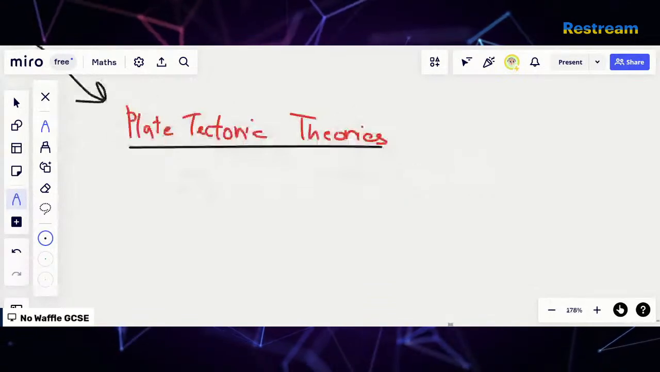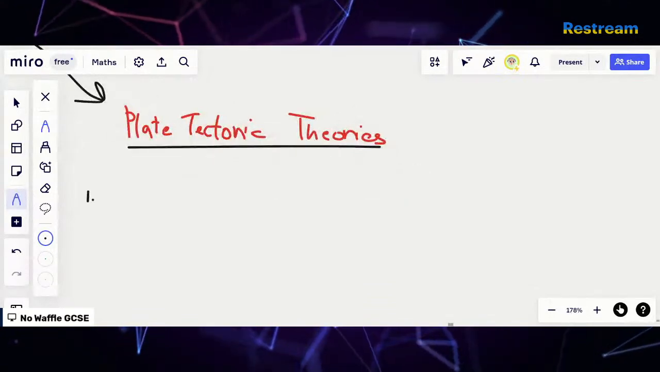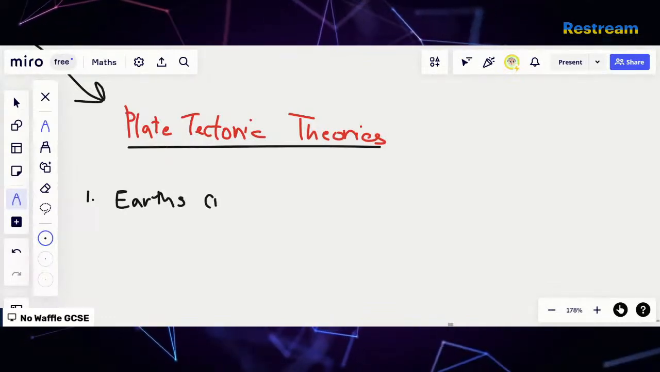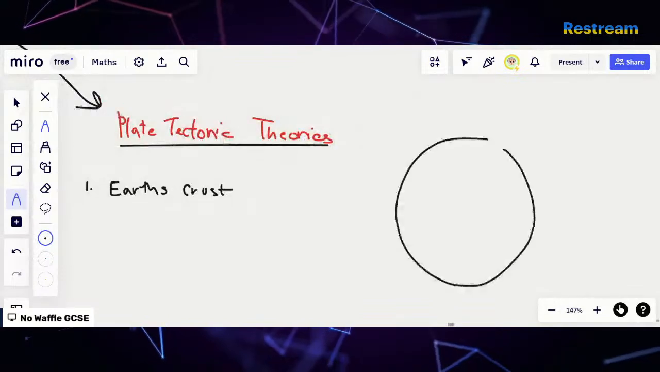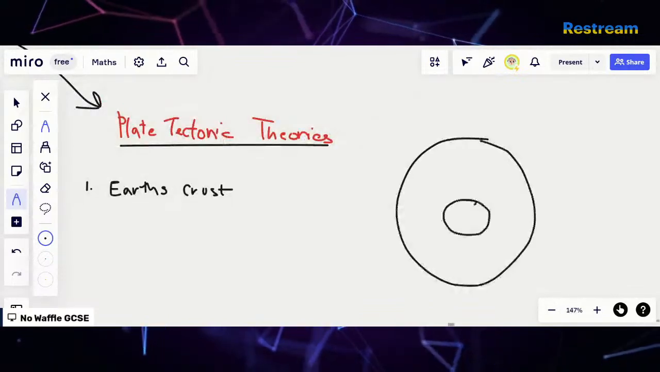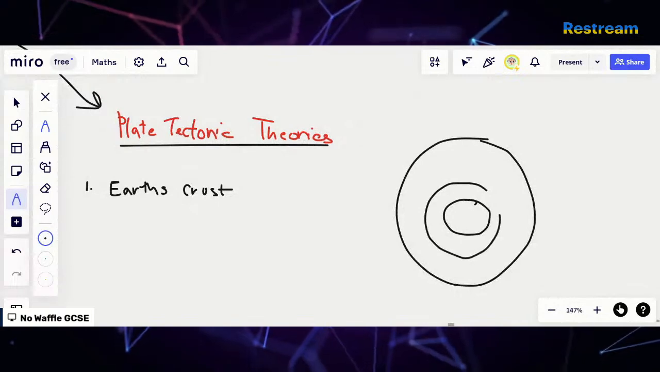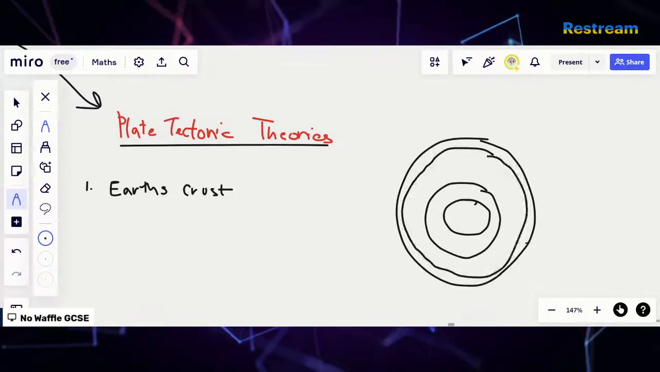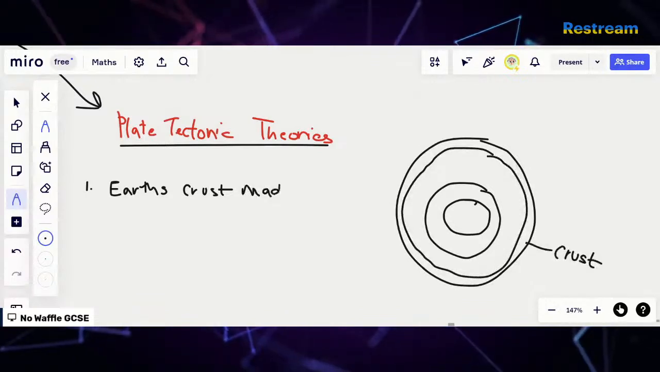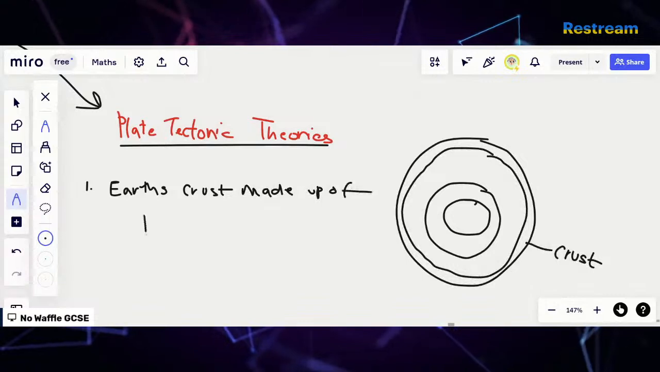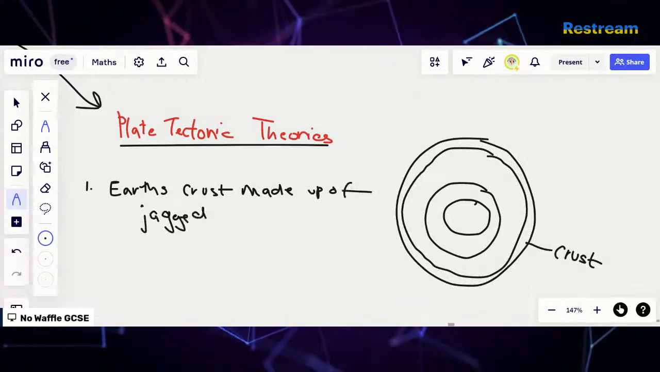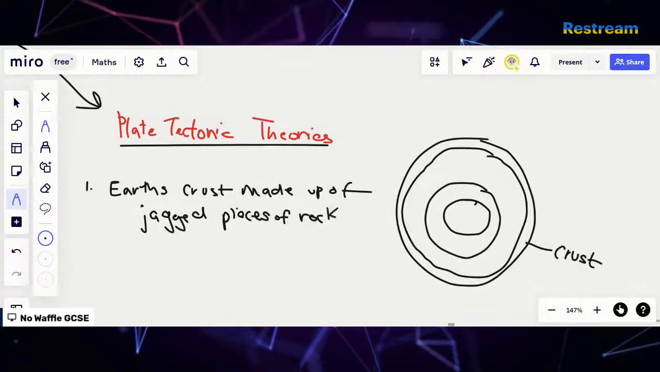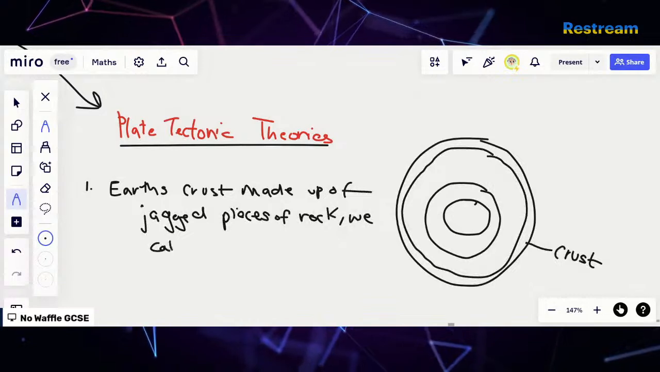So the first theory and the main idea is that the Earth's crust. Well, let's start by looking at the structure of the Earth. So we believe that the Earth has this structure: inner core, outer core, mantle, and crust. And we believe that the crust here is made up of jagged pieces of rock, and these jagged pieces of rock we call tectonic plates.